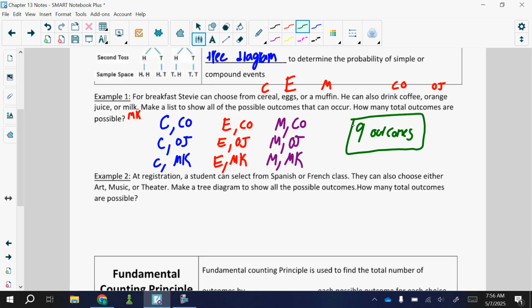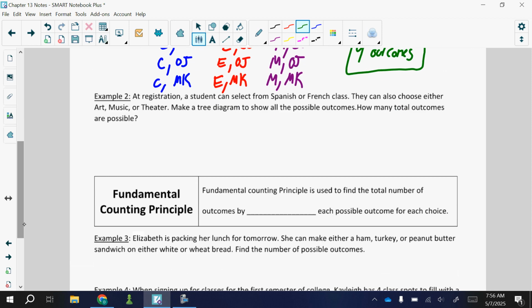And that's really all there is to it. So let's go to the next. So at registration, a student can select from Spanish or French class. They can also choose either art, music, or theater. So make a tree diagram to show all the possible outcomes. How many total outcomes are possible? Okay, so a tree diagram. You could approach this a couple different ways, but let's just go in the order it tells us.